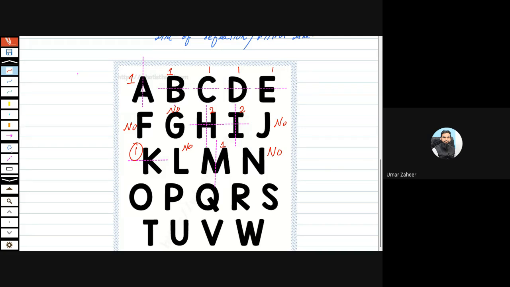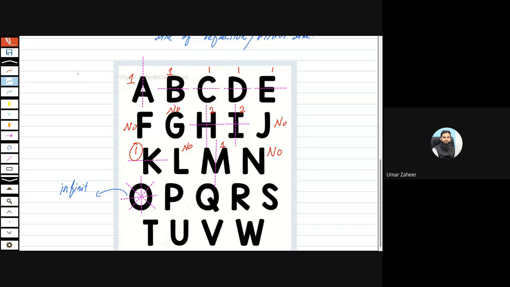We have infinite lines of symmetry in here. For example, here, here, here, we can make infinite lines of symmetry in O. So we cannot count them. We have to say that we have infinite, meaning there is no limit to how many lines of symmetry in O.